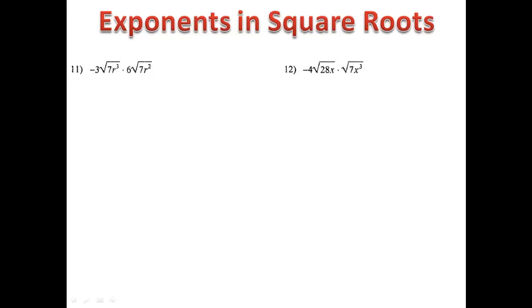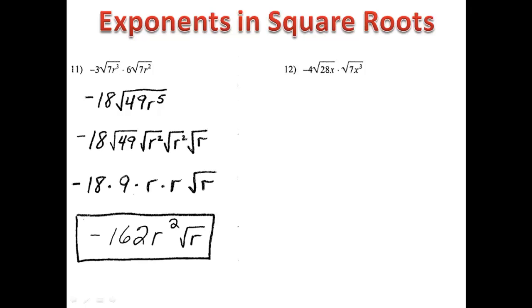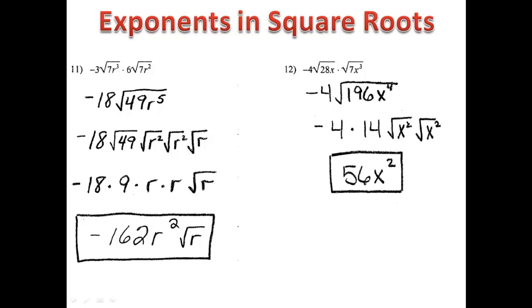Number 11 and number 12 are also for you to try. Please pause the video here, then come on back. Let's see how you do. Multiply the outsides, multiply the insides, and then we go ahead and we simplify the radical. On example 12, we did the same thing. Multiply the outsides, multiply the insides, and then we go ahead and simplify.